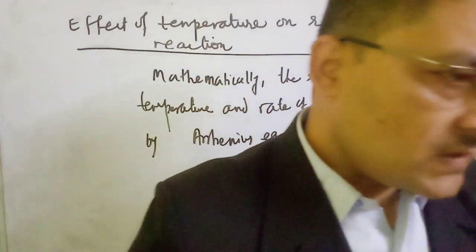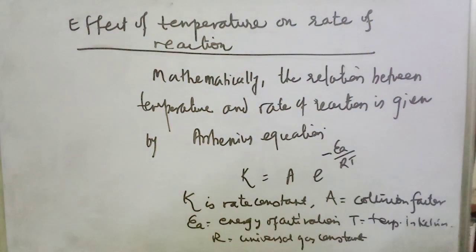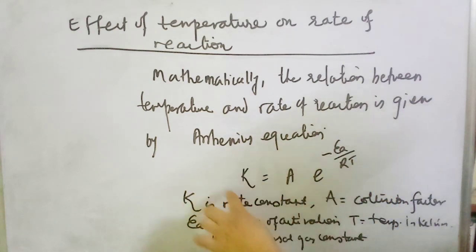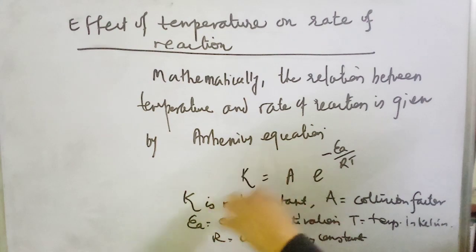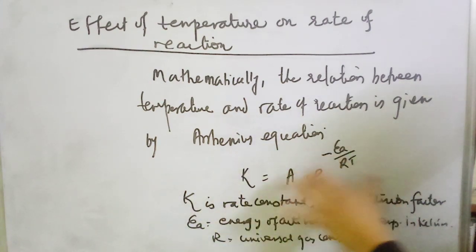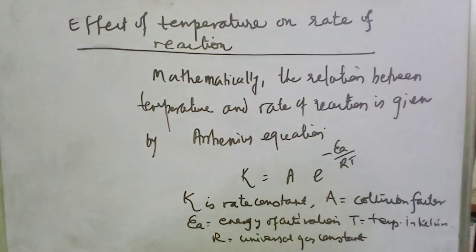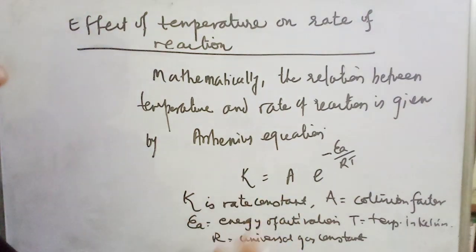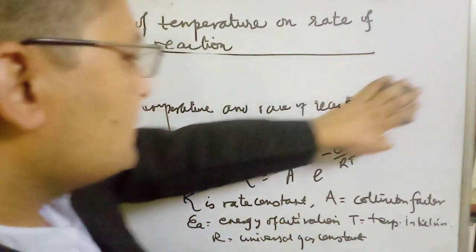So students, the Arrhenius equation is given as k = A multiplied by e^(-Ea/RT). This Arrhenius equation definitely gives the relationship between temperature and rate constant. k represents the rate: the more the k value, the more the rate of reaction. And this expression definitely relates rate constant or rate of reaction and temperature. So in today's class, let us prove the Arrhenius equation mathematically.